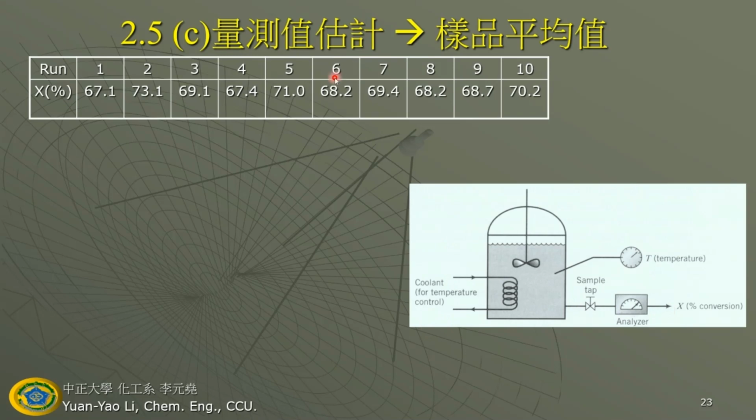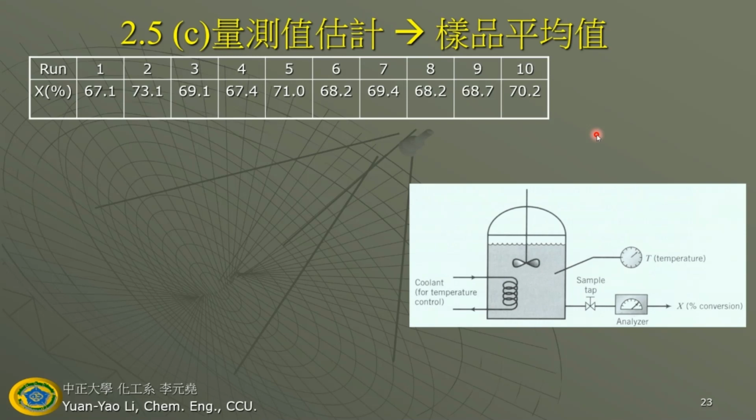So let's make an example here. We call them rounds: round 1, round 2, round 3, round 4. That means one student does the experiment 10 times, or 10 students do the same experiment. Round 1, the conversion will be 67.1. Round 2 will be 73.1. Round 3 will be 69.1. And so on, until you have 10. So can I ask you, which student gets the right answer? Which one?